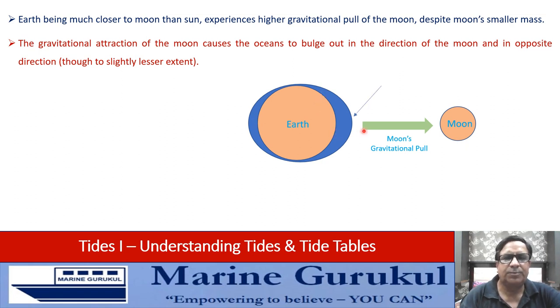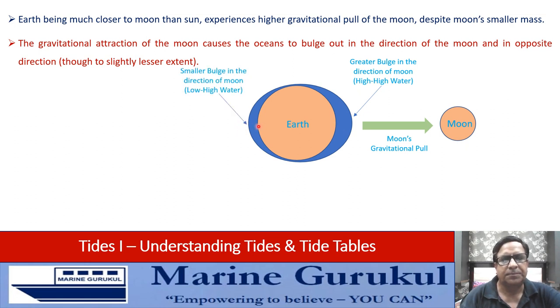So what do we experience? That the level in this part has become higher, and so is the level in this part also, though to a slightly lesser extent. So this higher bulging in the direction of the Moon, we call it as high water, and in this one in the opposite direction is called as low high water.